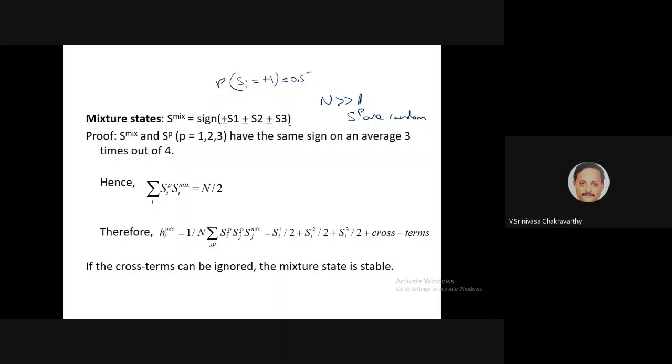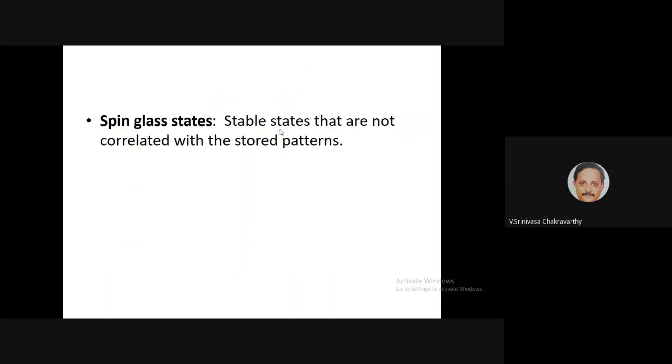So that means if you try to store three patterns, you end up stabilizing three mirror states, minus S1, minus S2, minus S3. In addition, you will be stabilizing eight mixture states. All of them will be stable, which is a problem. In addition to these two classes of spurious states, there's a third class which is much larger. These are called spin glass states. These are stable states which are not correlated with the stored patterns.